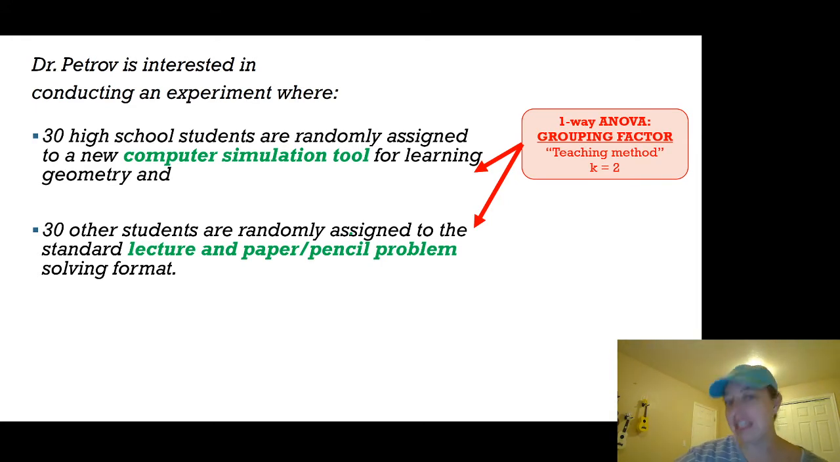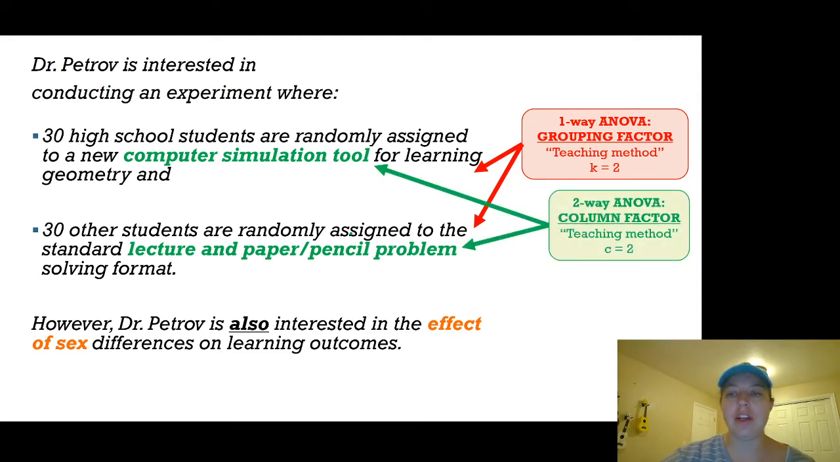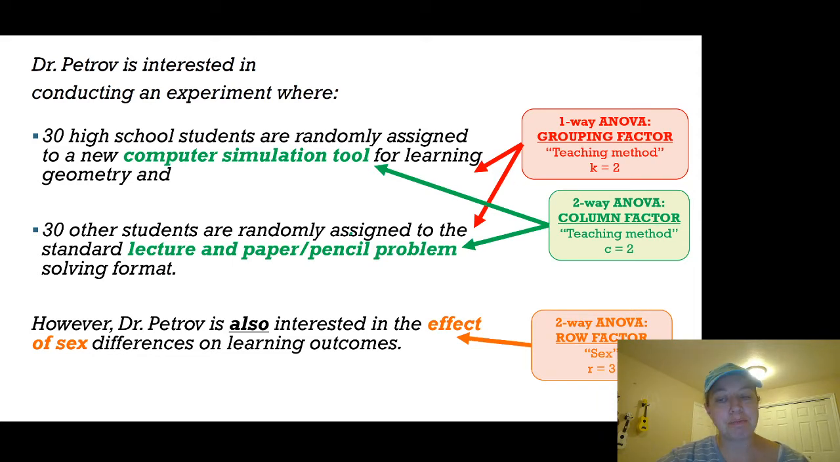But what if, in addition to the teaching method, he or she was also interested in the effect of sex difference on learning outcomes? What if we wanted to investigate whether the effect of this teaching method depended on the sex of the student? That would be what we call an interaction. So we would have a two-way ANOVA where we would have grouping by teaching method, but also grouping by sex.